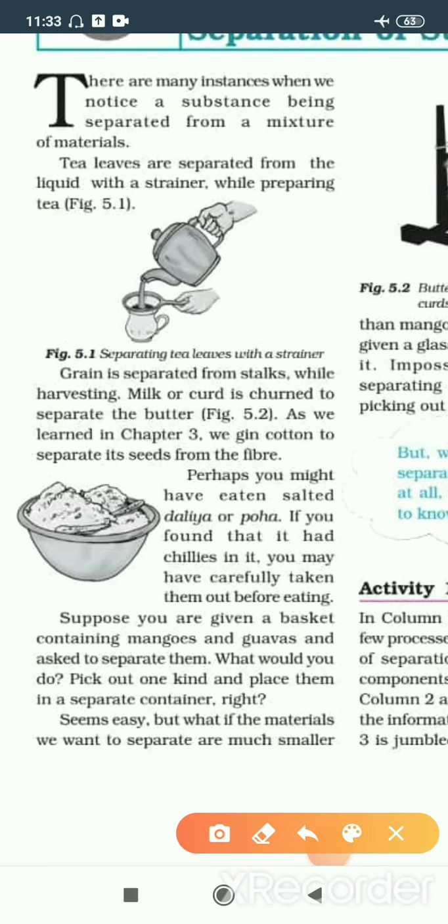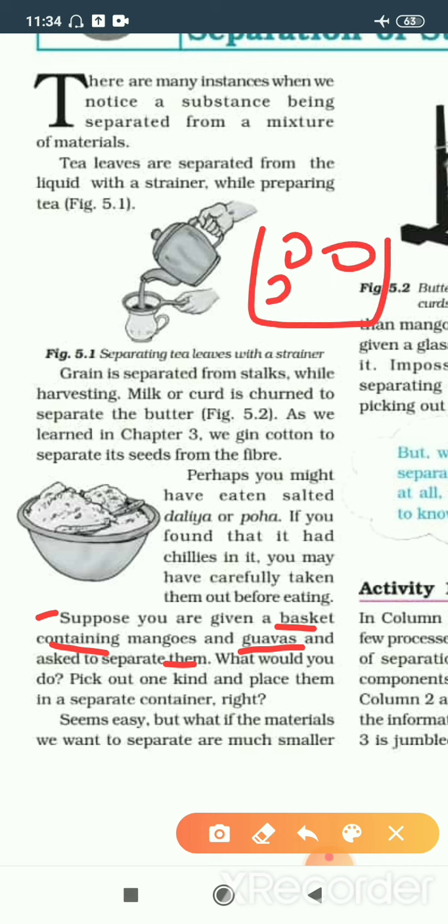Now suppose you are given a basket containing mangoes and guavas and asked to separate them. In one basket some guavas and some mangoes were kept. Now you need to separate mangoes and guavas. So simply, which method are you going to apply? We just use our hands to separate mangoes and guavas.